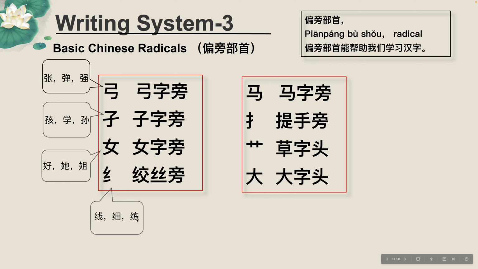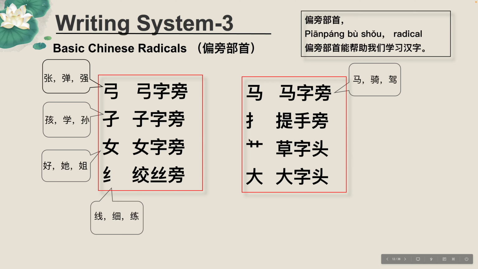The first one on the right is 马. 马 means the horse. So any characters with the 马字旁 are associated with that. 马 itself is also a character. And this is 骑, which means to ride a horse. 驾 means to ride a carriage.